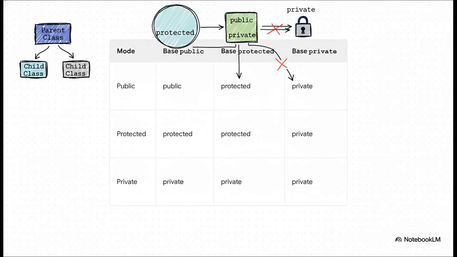Now, this table might look a little intimidating, but just think of it as the official rulebook for inheritance. It tells you what happens to the parent's public, protected, and private members when a child class inherits them. For example, look at the first column for a public member in the parent. If you use public inheritance, which is the most common kind, that member stays public in the child. Simple enough. But if you use private inheritance, that same public member from the parent becomes private in the child. The key thing to remember is that access can only become more restrictive, never less. You can't make something private suddenly public.